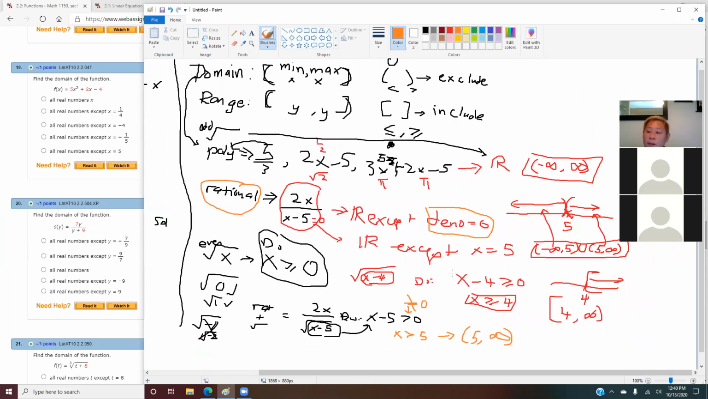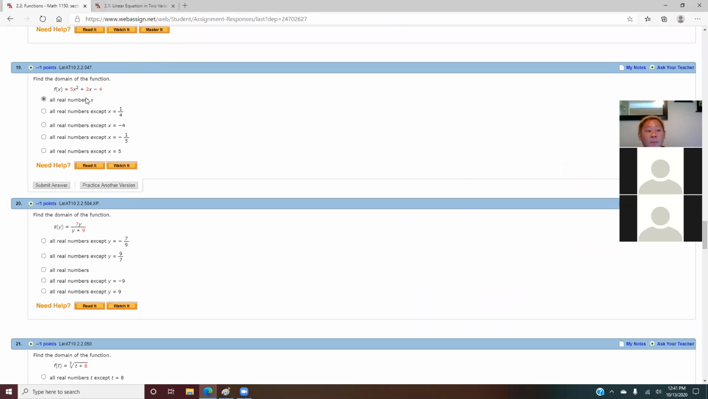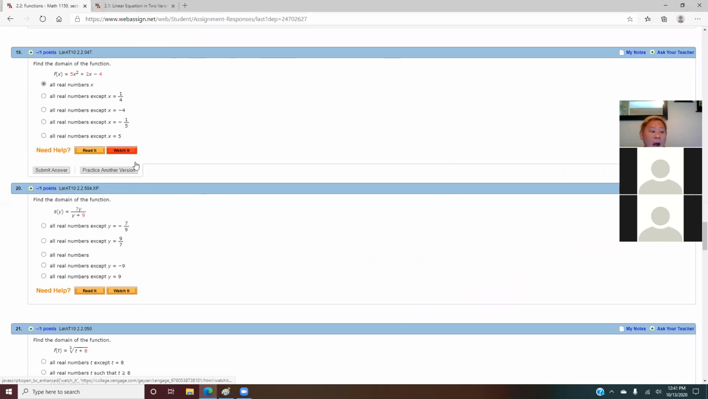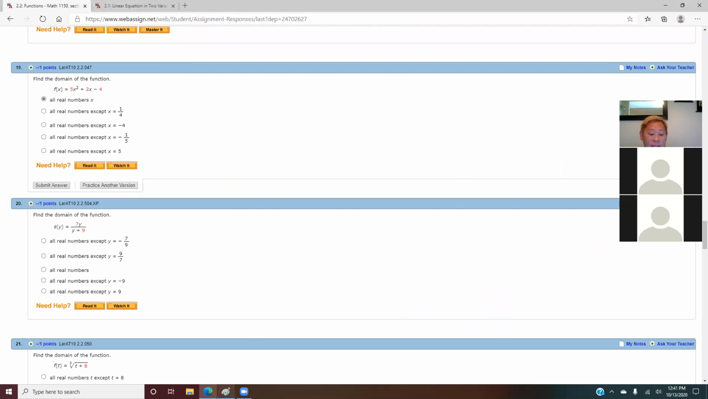Anyone know what's the domain for number 19? Question 19, what's the domain here? A, B, C, D, or E? Mercedes, Eric? Real numbers x. It's just all real numbers of x because it's a polynomial function. Yes. How about question number 20?